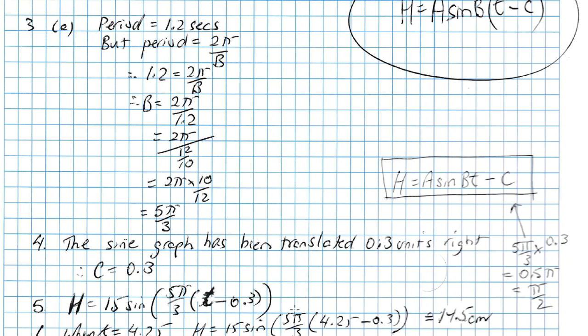So where did they get this pi on 2 from? What I think they were thinking of was if they'd asked you to find the equation in this form, h equals a sine bt take c, where the c is not in the brackets, then if you think of expanding this part, we get 5 pi on 3 times 0.3. 0.3 divided by 3 is 0.1, 5 divided by 0.1 is 0.5, so this is 0.5 pi, or a half pi, or pi on 2. So if they'd asked us for the equation in this form, yes, this number C would have been pi on 2. But actually the translation is 0.3, and that's therefore the value of C there.